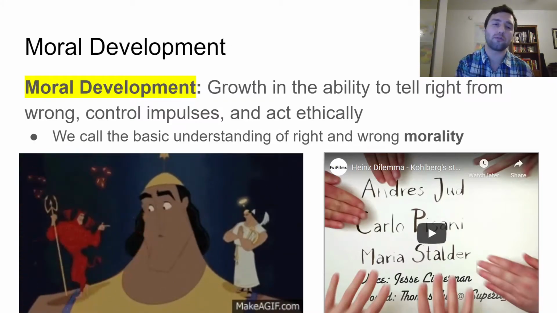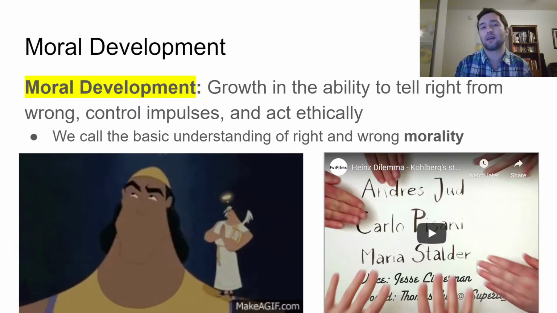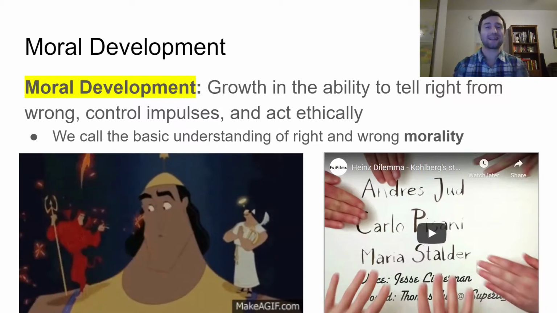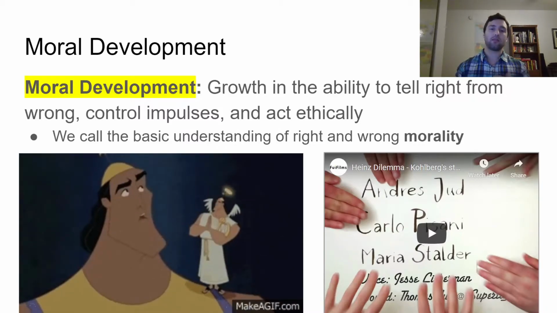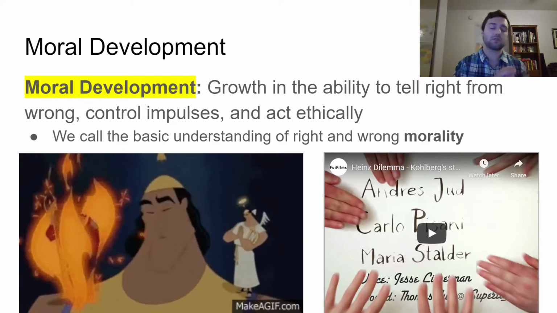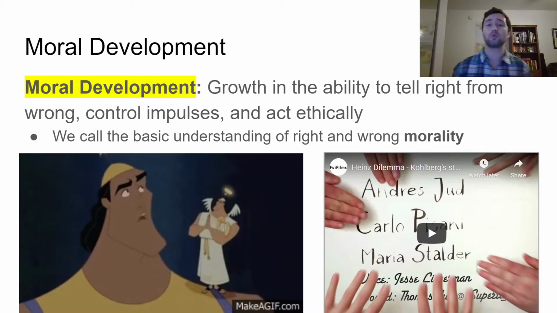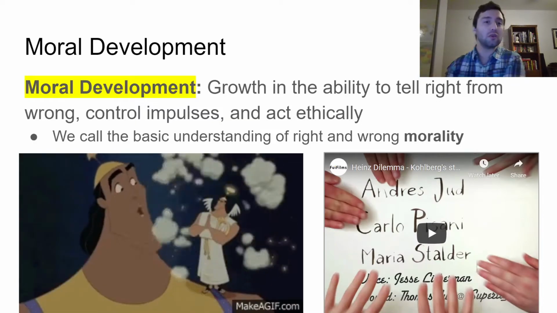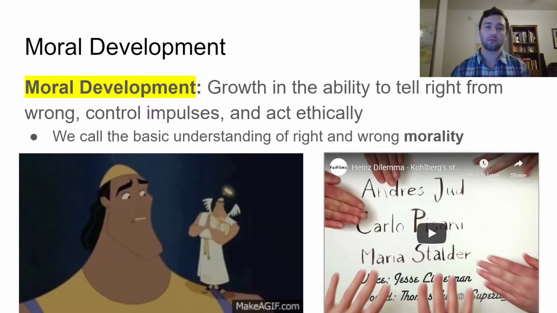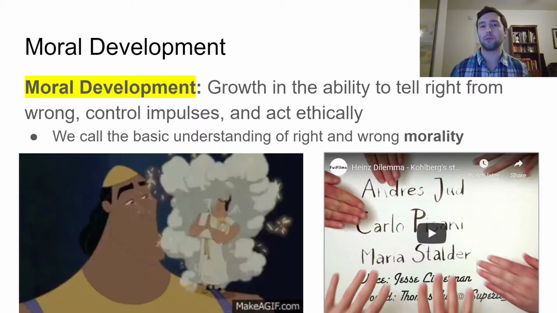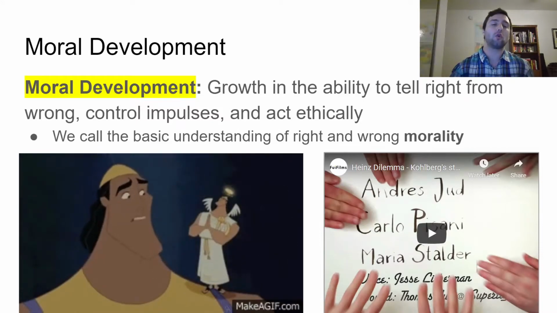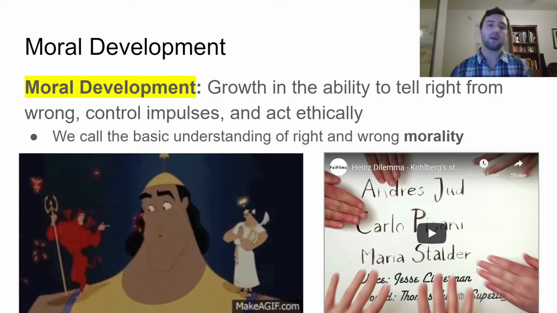So when we're talking about moral development, what we're talking about is our ability to tell right from wrong, to control our impulses, and to act ethically. Again, when we were talking about just these basic ideas, right? This is what right is, this is what's wrong, this is what I should do, this is what I shouldn't do. Me actually doing this, me stopping myself from doing this bad thing. All of those things are what we would call morality. This idea of good and bad. Then again, we have to develop that over time. We're not born with morality. It's something that over time we build, we develop, and we grow in.